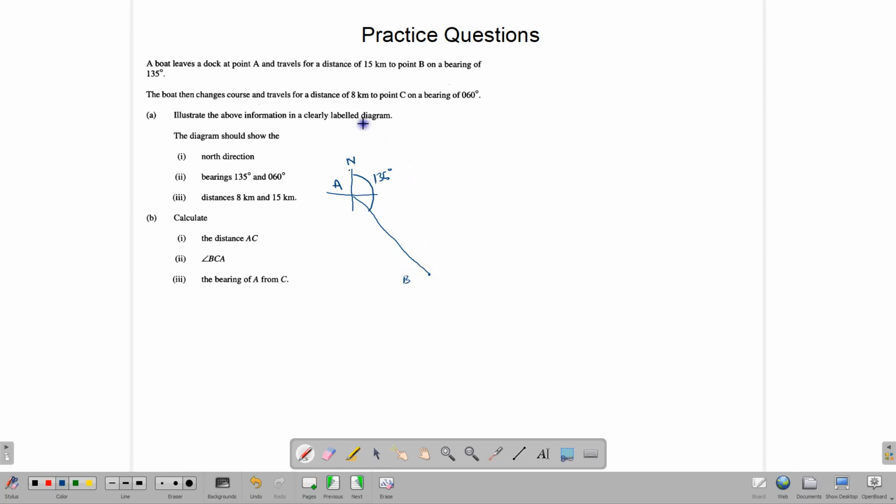Now the question says that it leaves B and travels to a point C on a bearing of 60 degrees. Because we're going to draw another bearing, we must put in another north line. So we're going to put in another north line here and a 60-degree bearing somewhere there. And this distance here now is equal to 8 kilometers. This one was 15 kilometers. And let's write that properly. 15 kilometers.